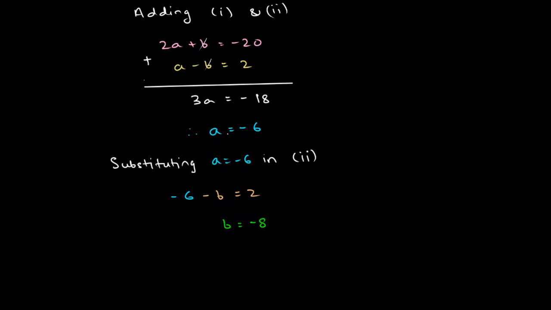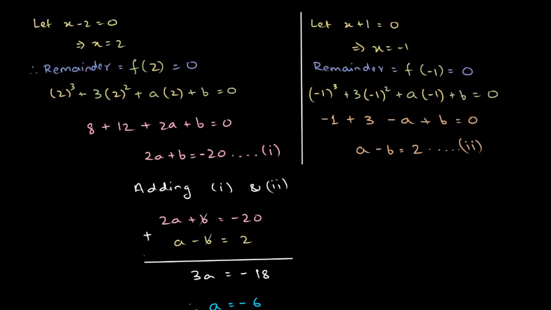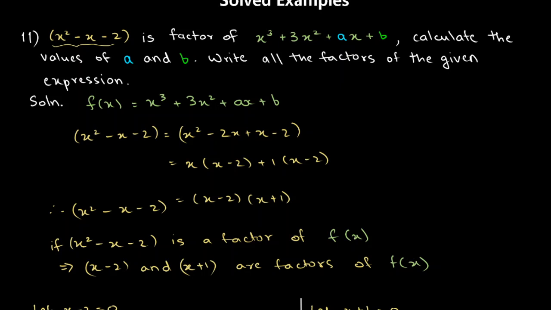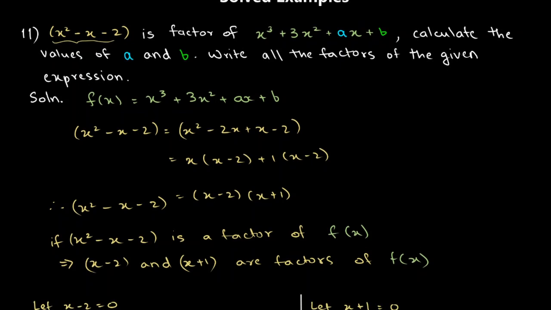So here I've done it. I found the values of a and b, but that's not all in the question. If you read the full question, they have first asked us to find the values of a and b, and then write all the factors of the given expression. We found two factors already, x minus 2 and x plus 1. We want to find the third factor as well. We have three options for that. We can divide our entire polynomial with a and b substituted by x minus 2, or by x plus 1, or we can directly divide it by x squared minus x minus 2. I suggest we do it by the third way.